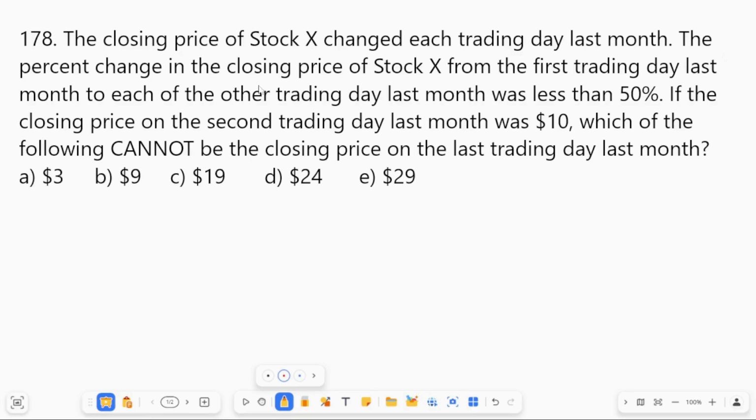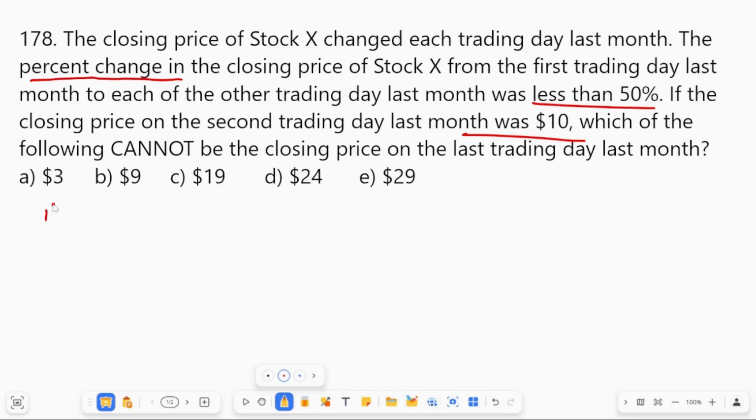The question says the closing price of stock X changed each trading day last month. The percent change in the closing price of stock X from the first to the last trading day of the last month was less than 50%. If the closing price of the second trading day last month was $10, then which of the following cannot be the closing price on the last trading day last month?